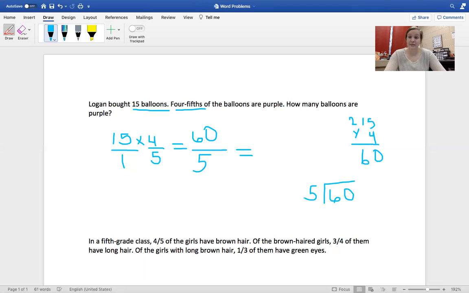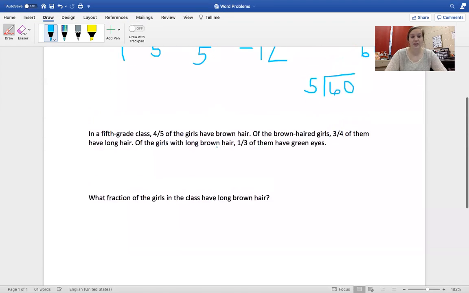I know that 5 times 10 is 50, 5 times 11 is 55, and 5 times 12 equals 60. So I know that 5 goes into 60 12 times. So you get your answer of 12. We've got one more problem that we're going to do together.